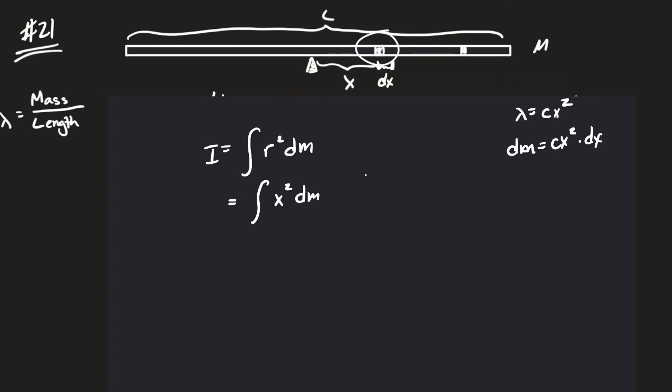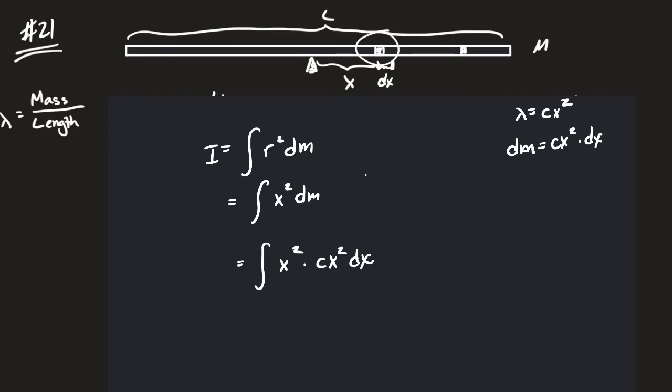dm is still represented the same. To figure out how much mass is at a specific location, I need to find out what that location is and then use that with the density to figure out the mass. So my next step will be to put in x squared times cx squared dx, because that's what dm is.